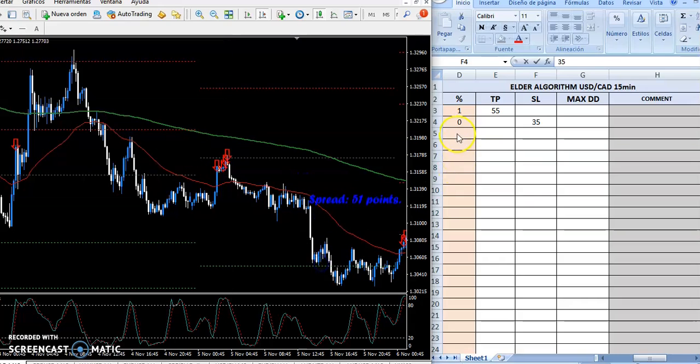This would be a winning trade, so we want to place a 1 there, and then we just want to place a 100 pip win.